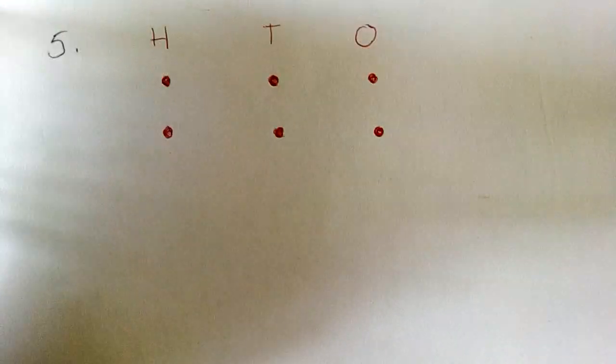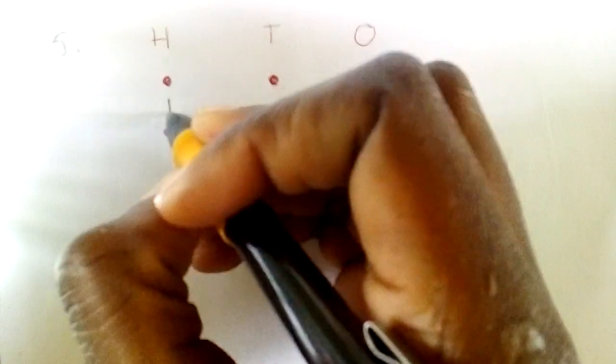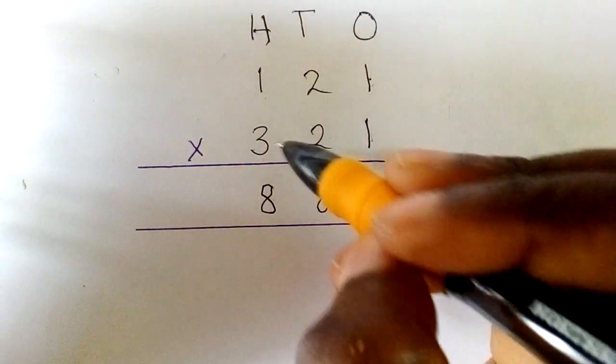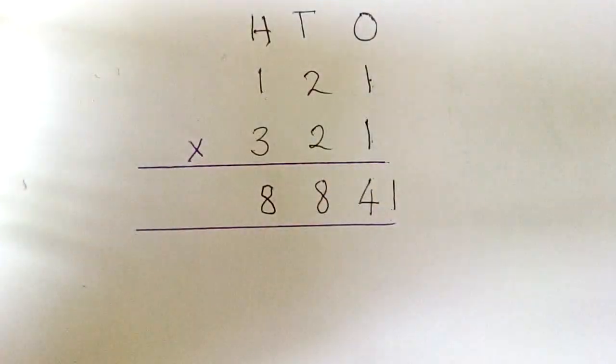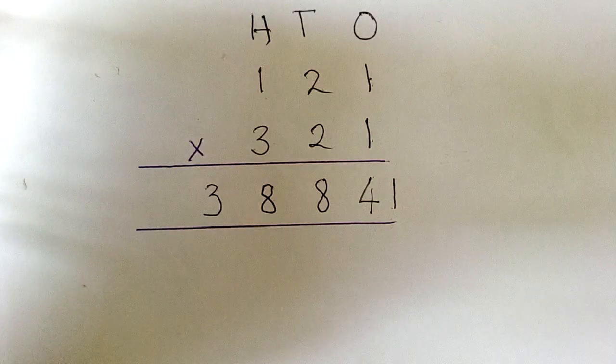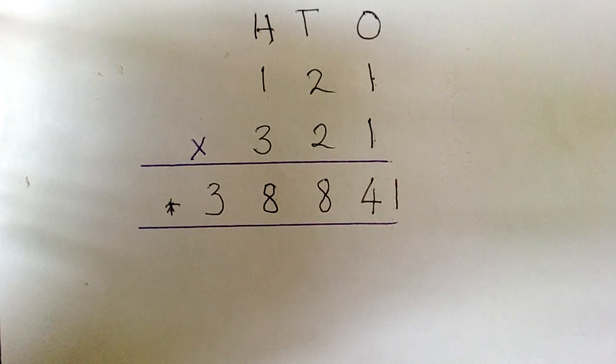Excellent. Our last step is nice and easy. All we need to do is multiply our hundreds. Multiply 3 times 1 and write your answer here. Easy, right? Can you read this number? Excellent. Let's read it together. 38,841.